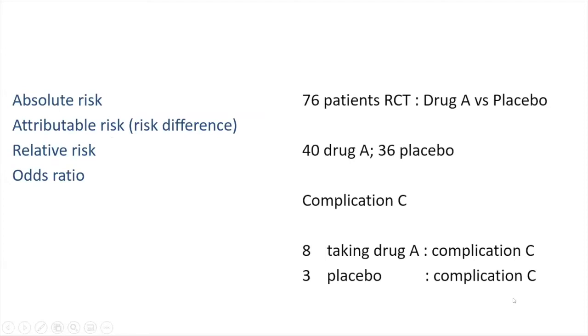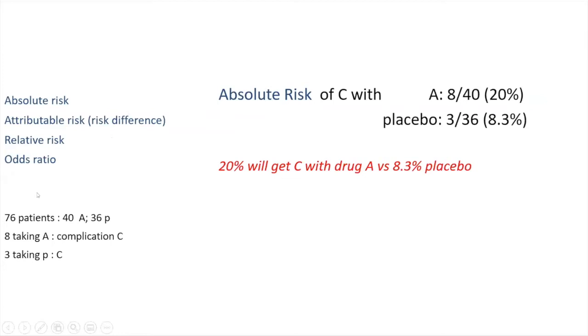So when we do the absolute risk, we see 8 patients taking drug A got the complication out of 40. So 8 out of 40 is 20% risk, whereas 3 out of 36 with placebo. So we will say 20% of patients will get complication C with drug A against 8% with placebo. Okay, so that is the absolute risk of developing the complication.